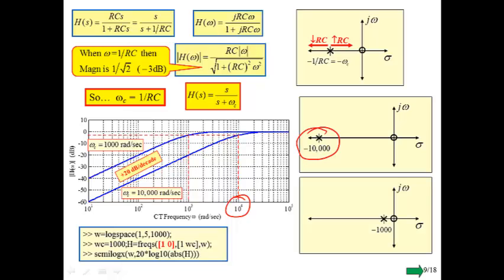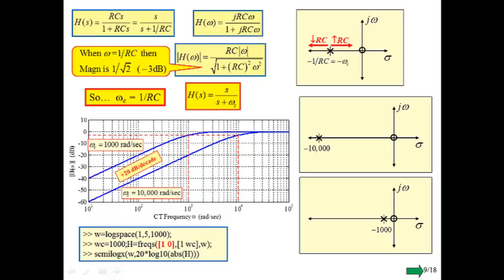And now if we move our pole closer to the origin, to 1,000, minus 1,000, now we have a cutoff frequency here. So moving it this way moves our cutoff frequency this way, moving it this way moves our cutoff frequency out that way. Very interesting behavior. It all shows up in the math, and we've gone through that math.